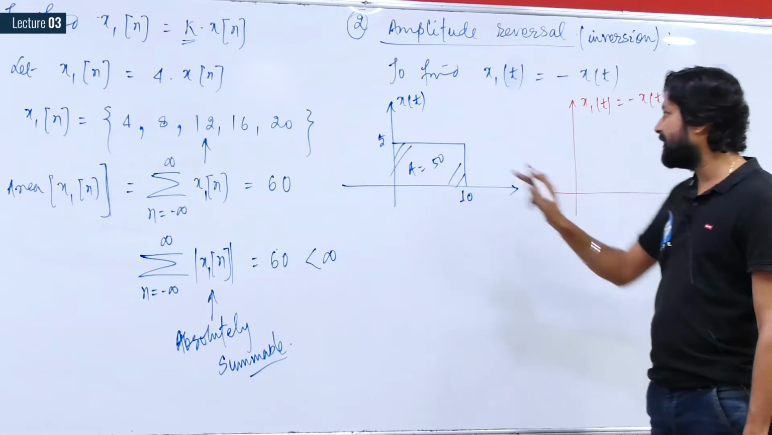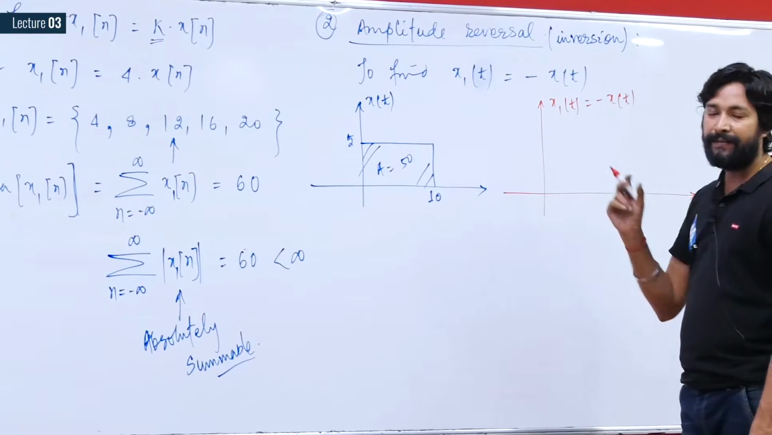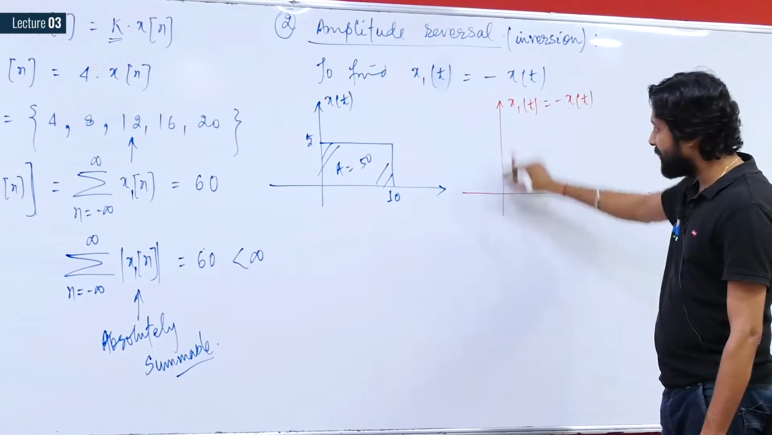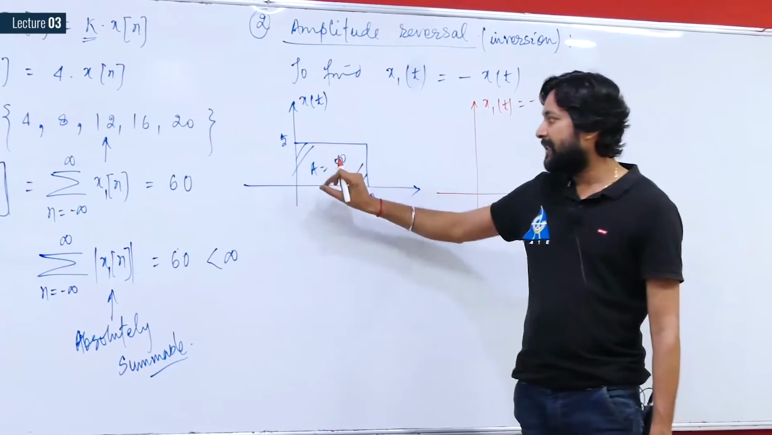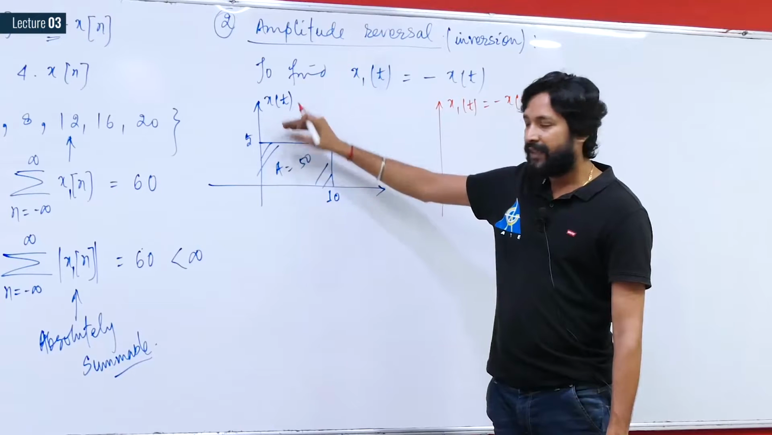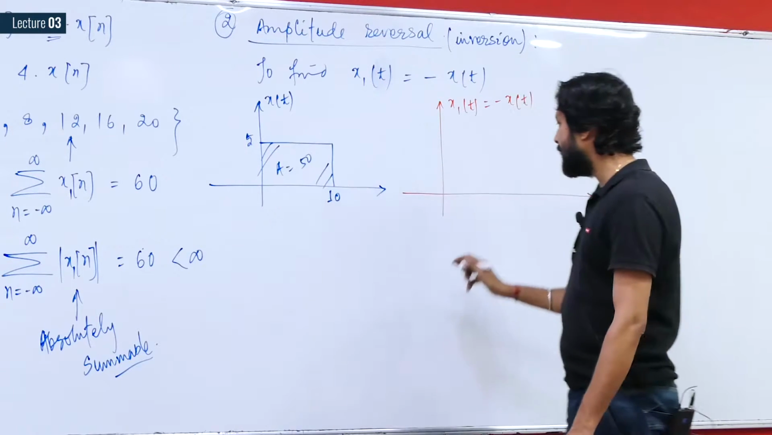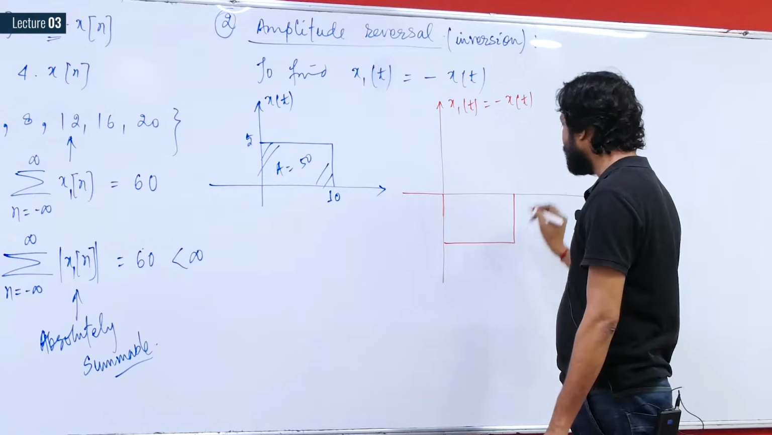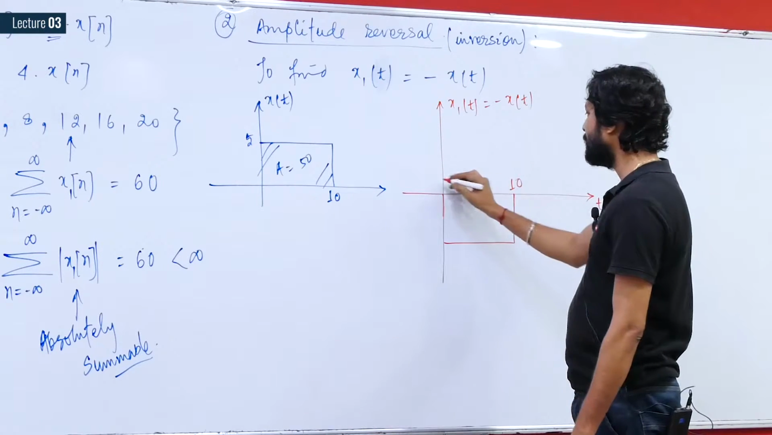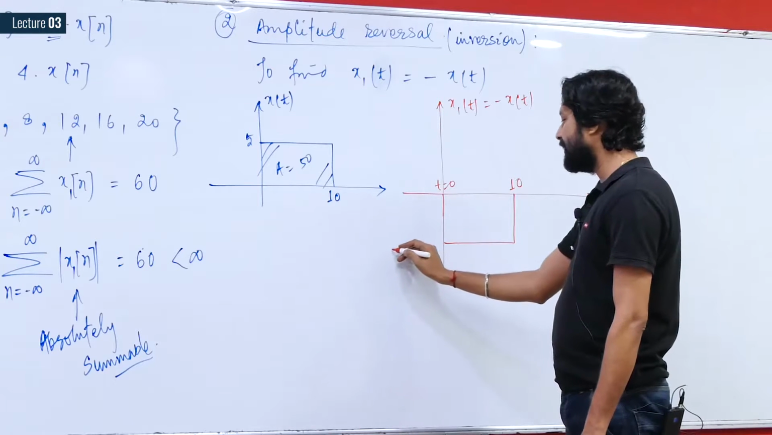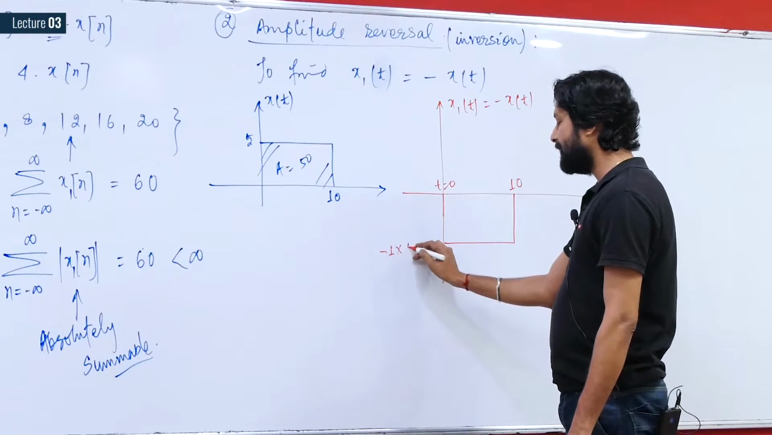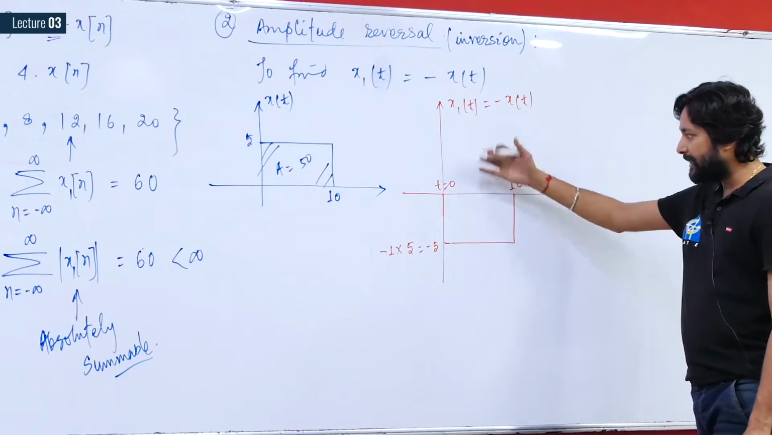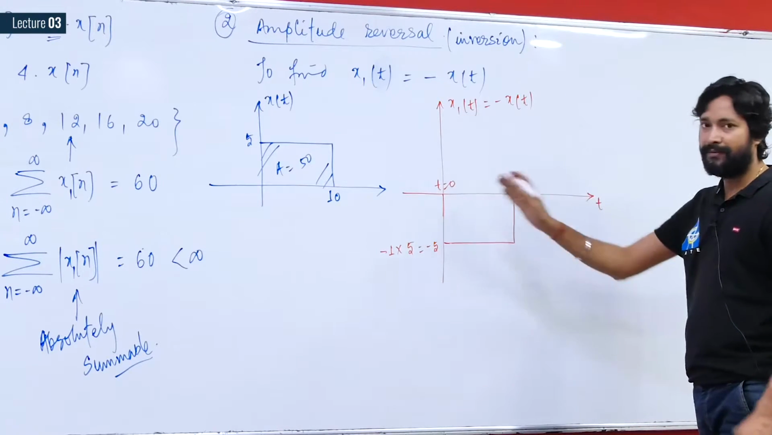If it is 5, then what will be the value now? 5 into -1, that is -5. So values are mentioned on this y-axis. If it was positive, then you are mentioning it on the positive y-axis. Now the value is -5, therefore you will be mentioning it so that the time width will remain the same, that is 0 to 10 seconds only, but now the value is -1 into 5, that is equal to -5. Therefore we have plotted this signal below the x-axis, in the negative y-axis.